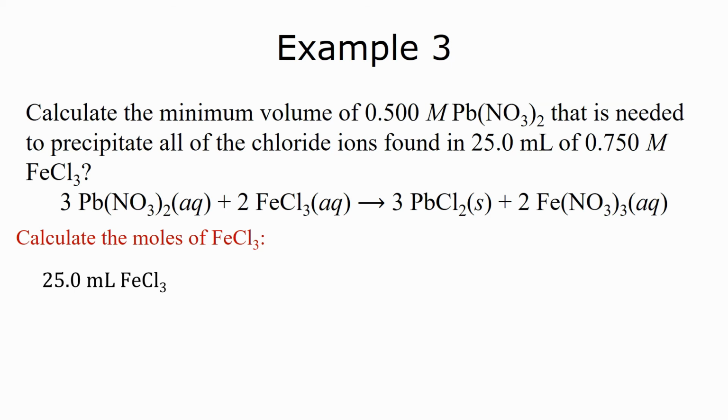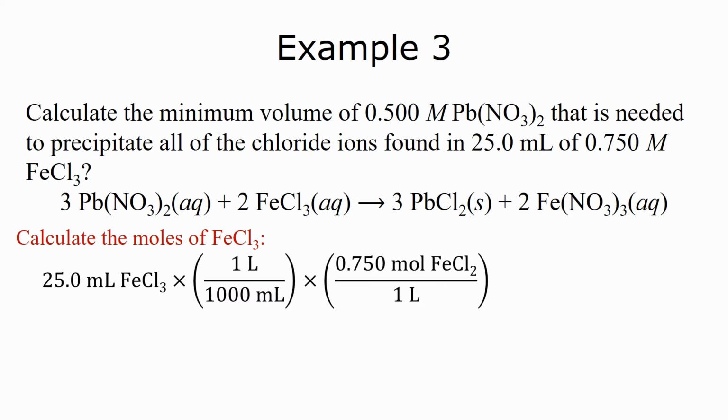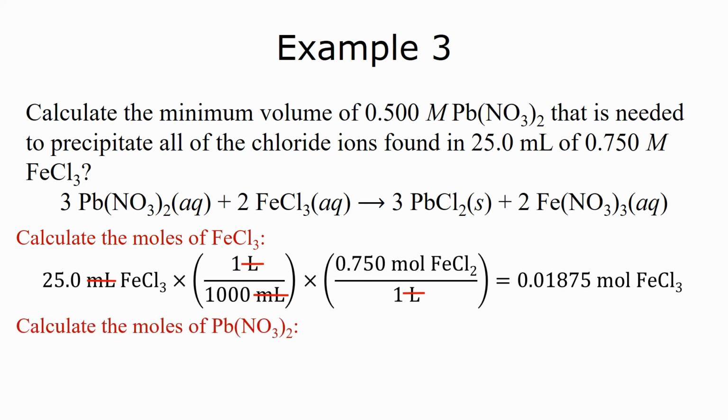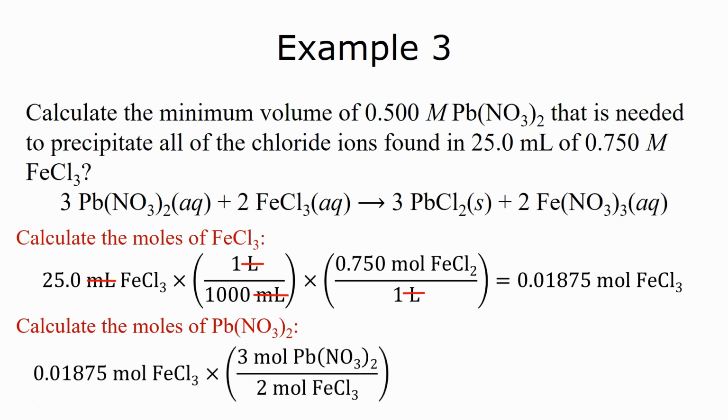So with our 25 milliliters of iron chloride, we convert that to liters and then multiply it times the molarity, check our dimensional analysis, and we find out that we have 0.01875 moles of iron chloride that needs to be precipitated. So we take our moles of iron chloride, and we use the stoichiometric ratio from the reaction equation, convert that to moles of lead nitrate, and according to our calculation, we need 0.028125 moles of lead nitrate in order to completely react with the iron chloride we're given.